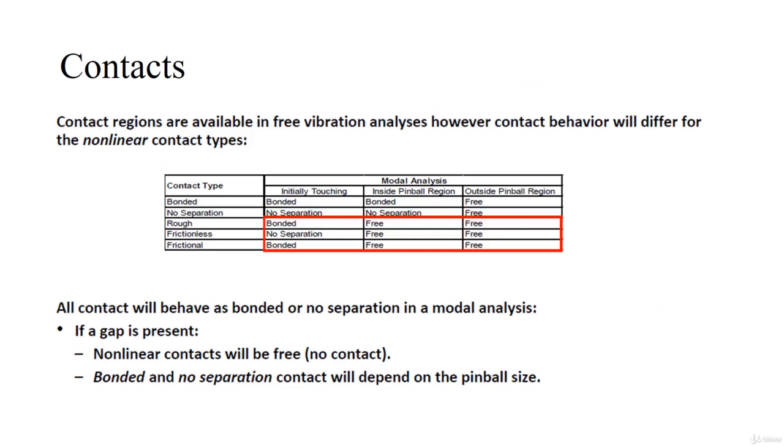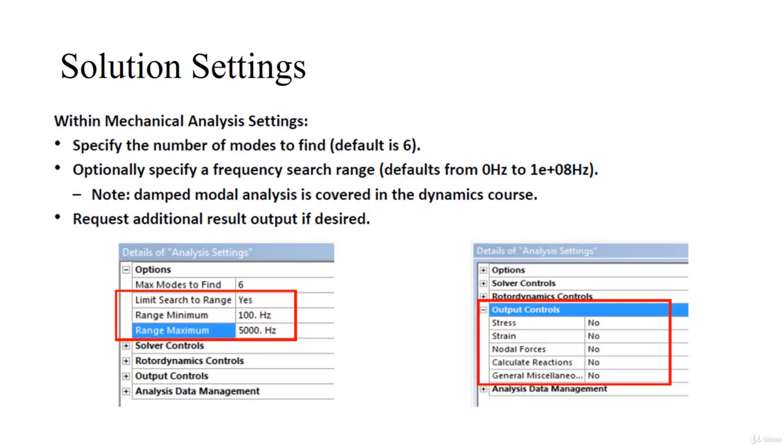Then we can use different types of contacts here in modal analysis also. Then in the solution settings, we can set the software to find out the number of modes we want. For example, if I say I want to find 12 modes, I can just give an option here in the analysis settings. Otherwise, if I want to find the frequencies of the object between, for example, 100 Hz to 500 Hz, I can also give it like this.